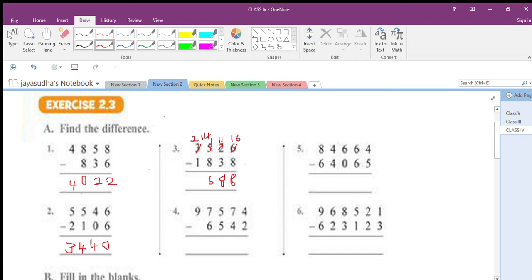Are you okay? Now 2, here 1. So 2 is the greater number. So you can subtract. So 2 minus 1 is 1. Are you okay, children? Now move on to the next sum.